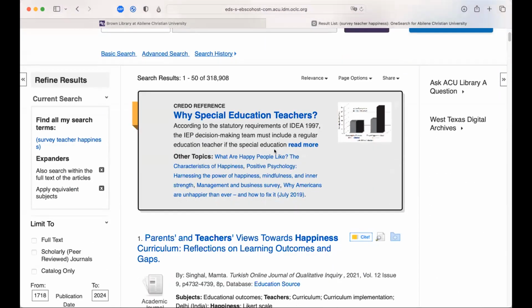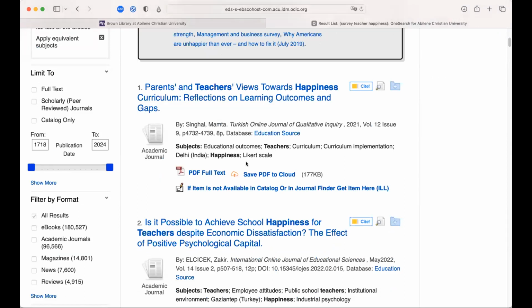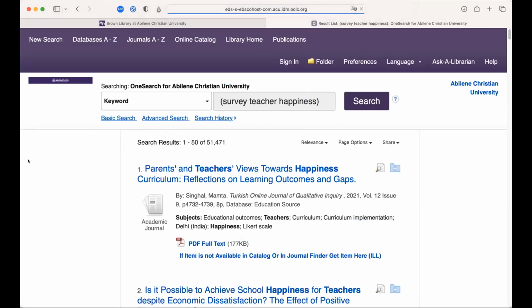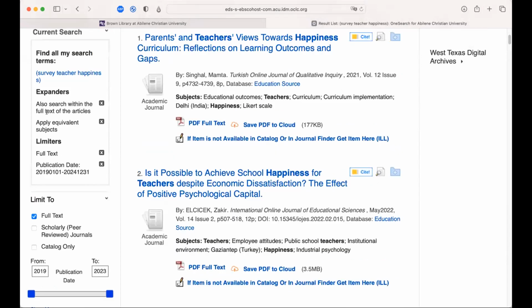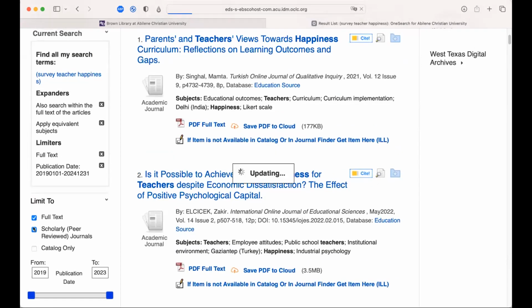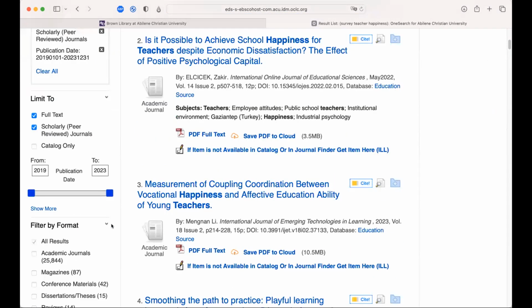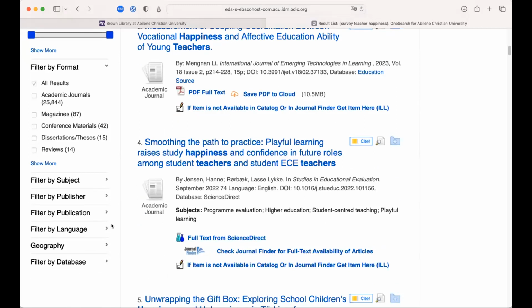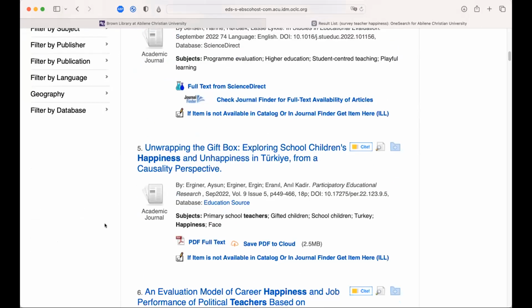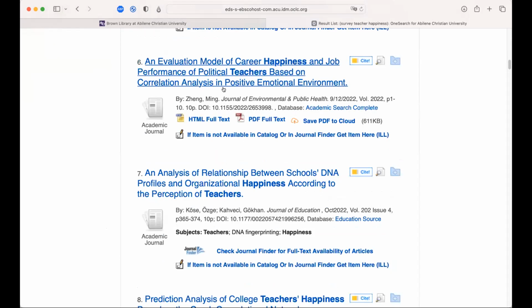And we have a lot of results coming up here. As a general practice, I'm going to set this to the last 5 years because I want to look at recent research. I only want things that are full text and from scholarly peer-reviewed journals. Just looking through here, an evaluation model. Great, that sounds like what I'm interested in.